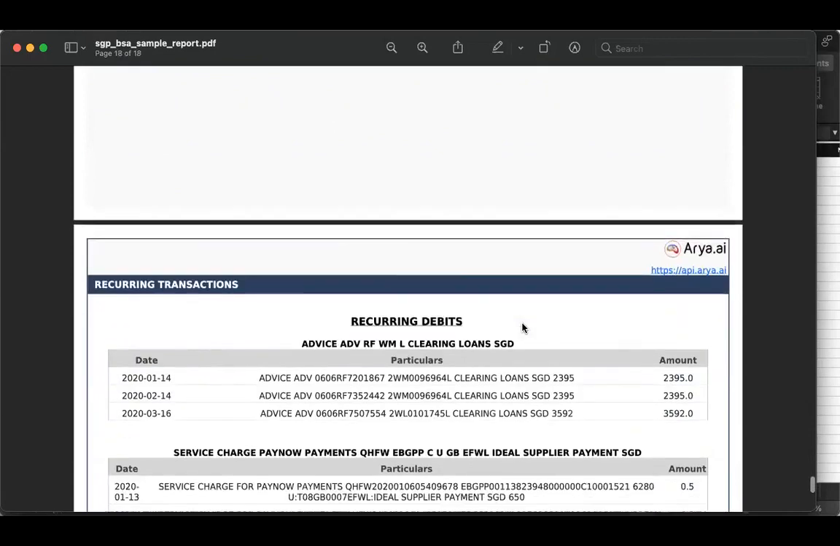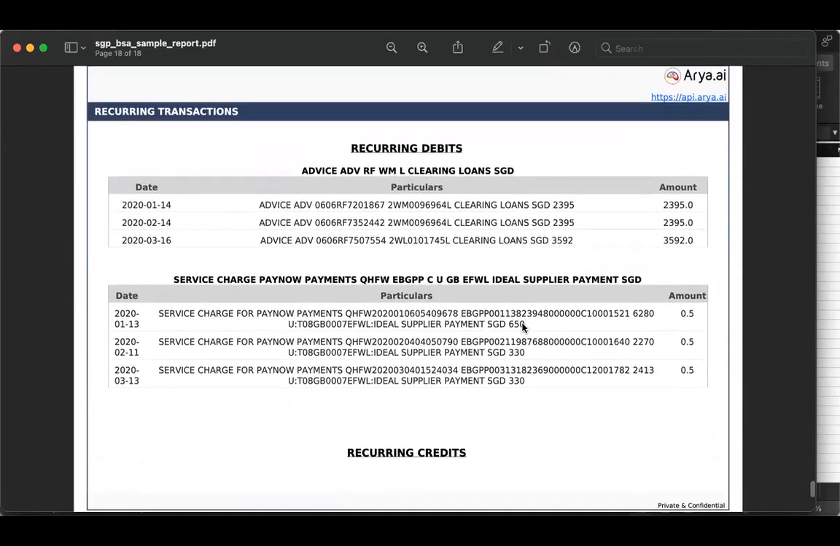And lastly, we have the recurring debits and the recurring credits, which will be a smaller subsection of the inflow and outflow, which are repeating on a regular periodic basis as well. So this is the PDF report which we have.